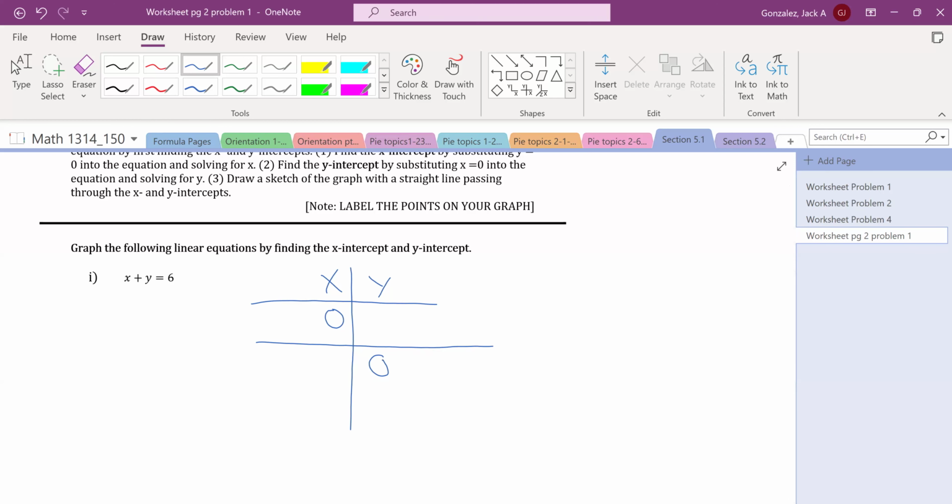So this one is the y-intercept, and this is x. But you can kind of tell what's gonna happen, right? If x is 0, well, y is gonna be 6. If y is 0, well, x is similar. Both are gonna be similar.